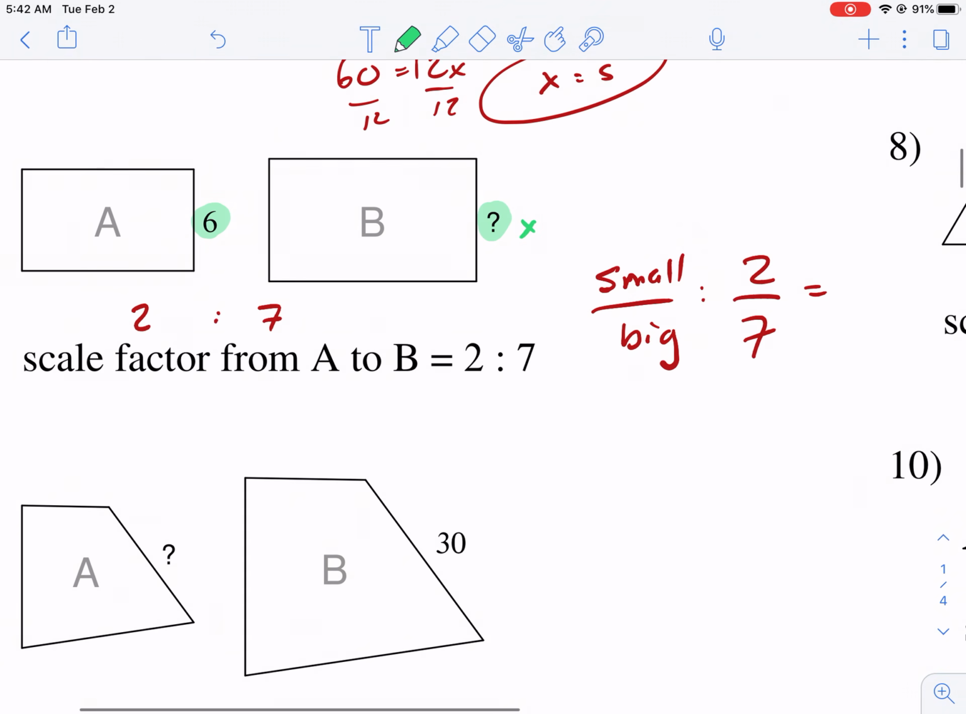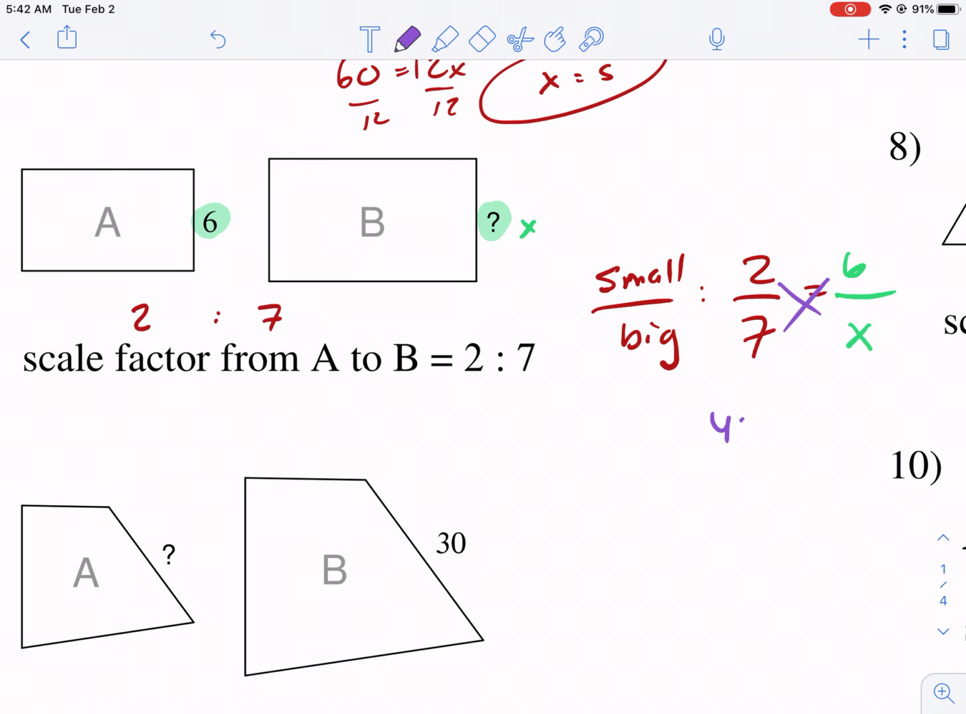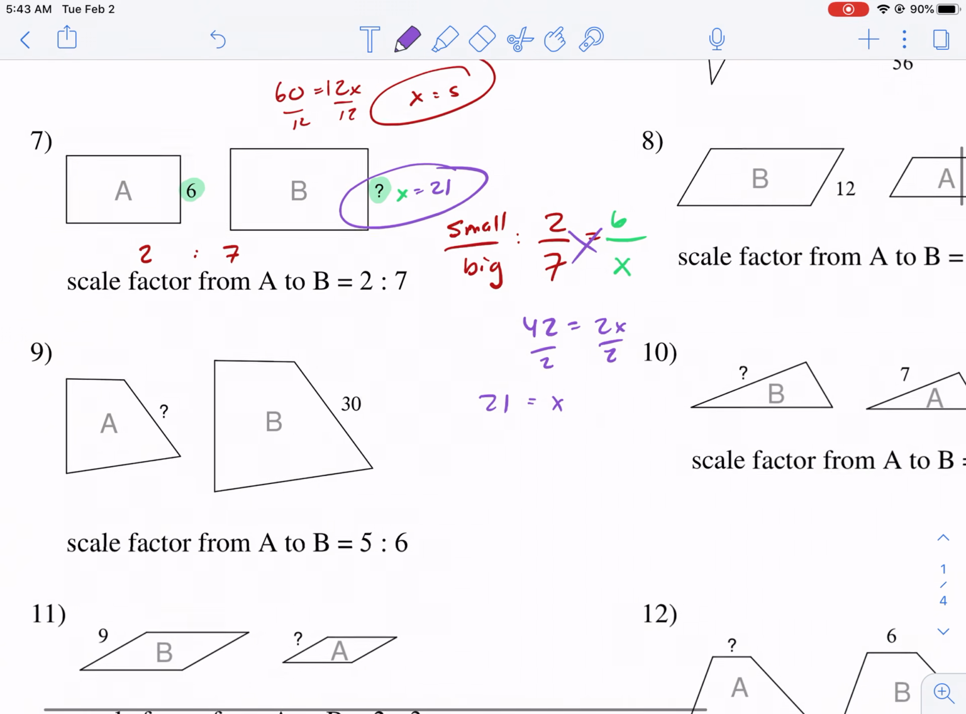So we say the small one is 6, the big one is x, and now we just have another cross multiplication case. 42 equals 2x, divide by 2, divide by 2. We get x equals 21. So then we have this is equal to 21. Okay, and that's what we do with all of these.